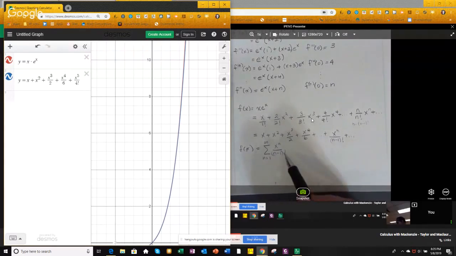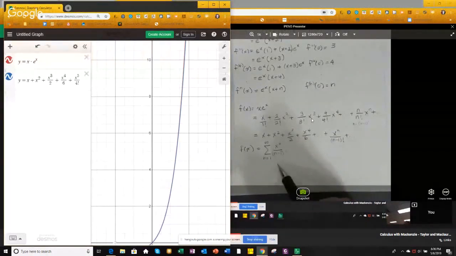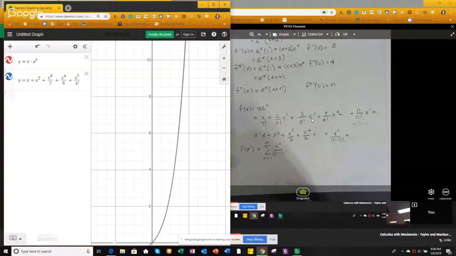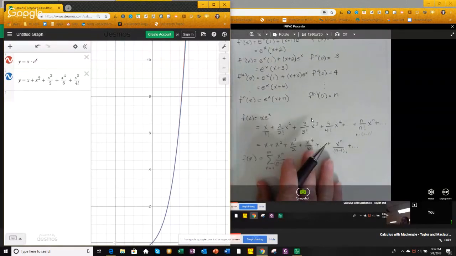It looks like it might be, because what is e to the x? e to the x is the sum from n equals 0 to infinity of x to the n over n factorial, and that converges for all real numbers. So I suspect this one might too, actually. Anyway, so that's the Maclaurin series.